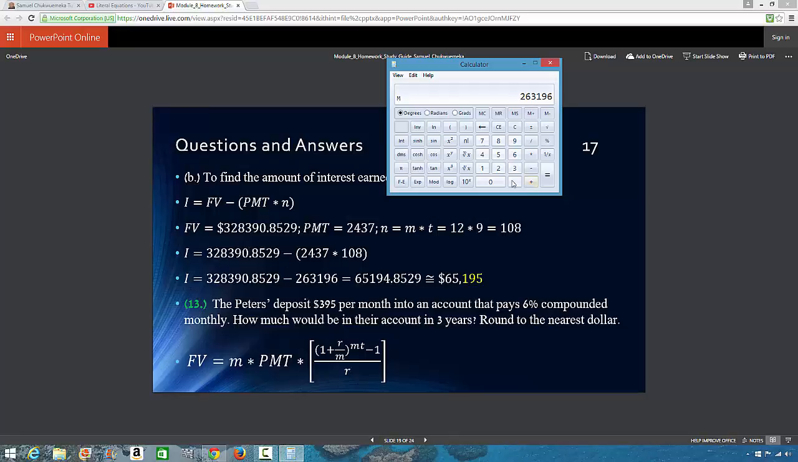So just use what you had initially, 328,390.8529 minus recall memory equal to, and you have this, you now approximate here, $65,195. Okay. Question 13. The Peters deposit $395 per month into an account that pays 6% compounded monthly. How much will be in the account in 3 years? Round to the nearest dollar.